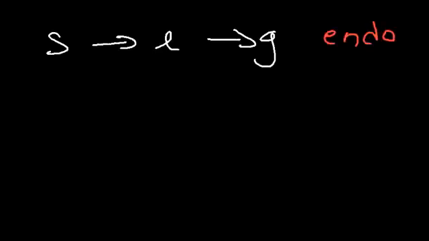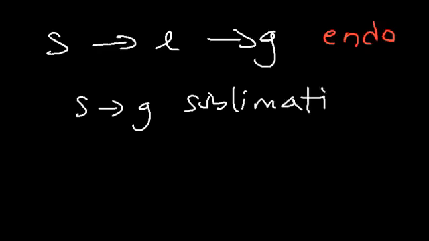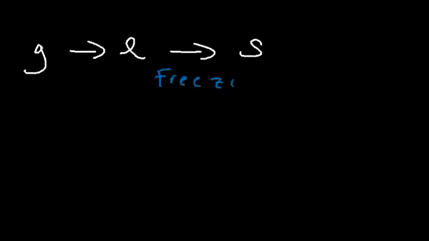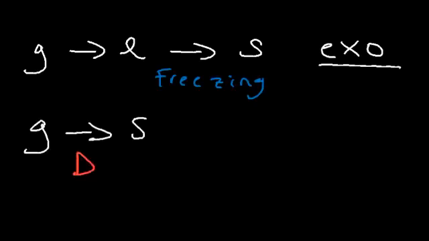So anytime you go from a solid to a liquid to a gas, it's endothermic. You have to put heat in to get that going. So to go from a solid to a gas directly, this is called sublimation, and that is an endothermic process. Now the reverse, going from a gas to a liquid, which is condensation, or from a liquid to a solid, which is known as freezing, you have to remove heat from the system. So therefore, this is an exothermic process. Heat energy has to be released. By the way, going from a gas to a solid is called deposition. This too is an exothermic process.